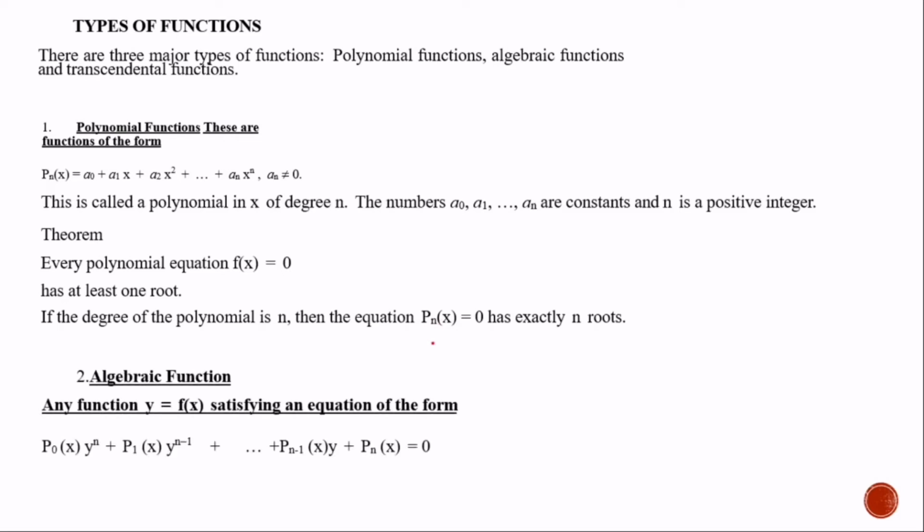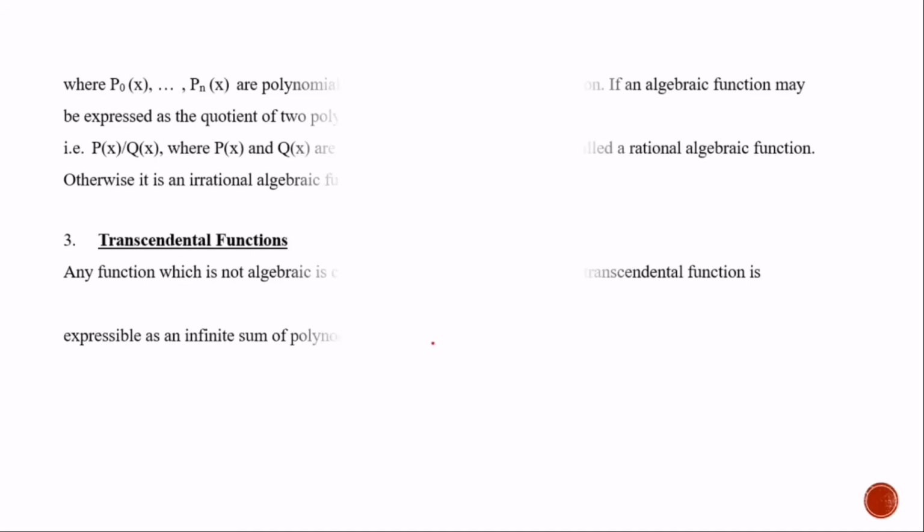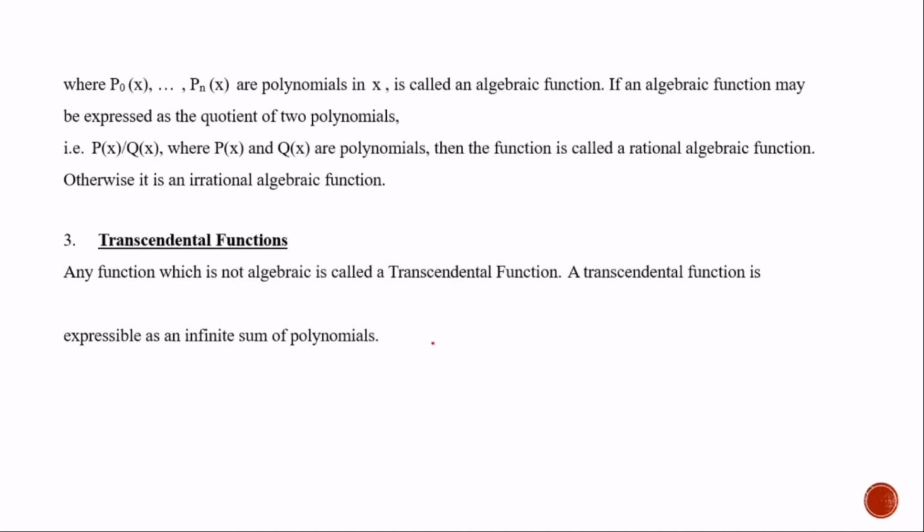Wait, let's look at this before we go to the example. We have the algebraic functions. Any function y equals f of x satisfying an equation in the form of this is an algebraic function, where P_0 and P_n are polynomials in x. An algebraic function may be expressed as a quotient of two polynomials. So this, you must know this.